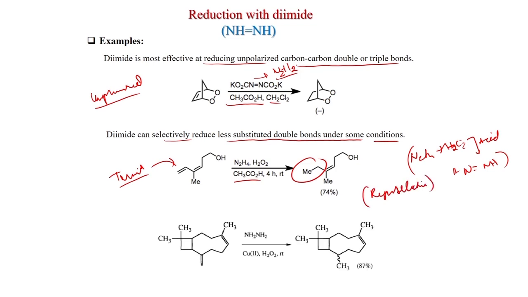Here also you can see two double bonds. This is internal, this is external, meaning exocyclic, and terminal. Here with hydrogen, copper, H2O2, in situ formation of NH, only this double bond is getting reduced, and you get 87% yield.